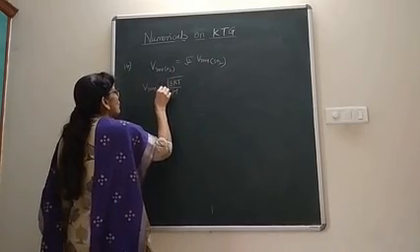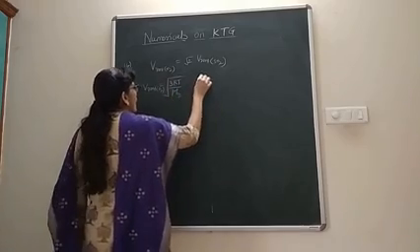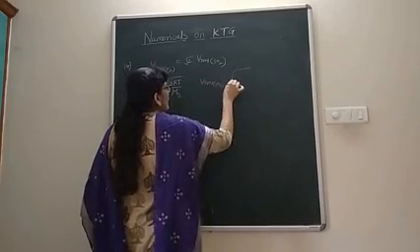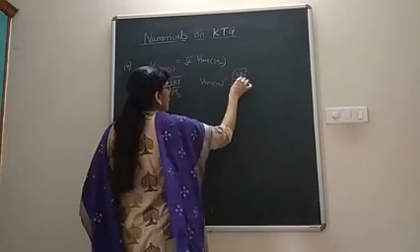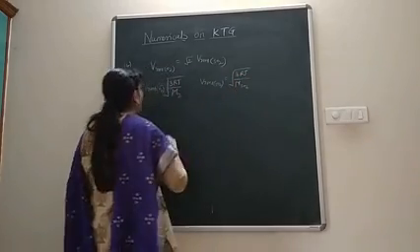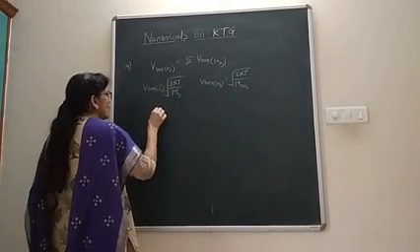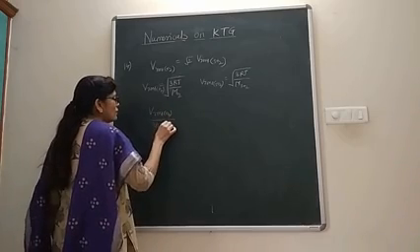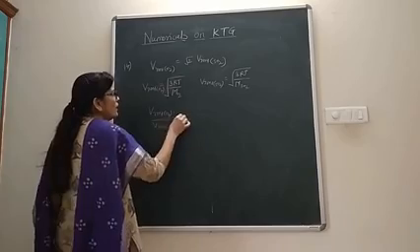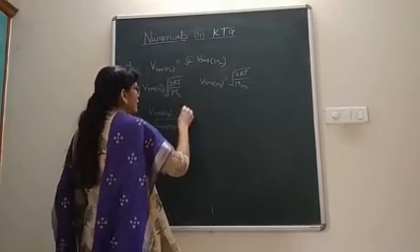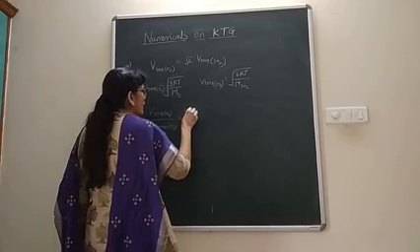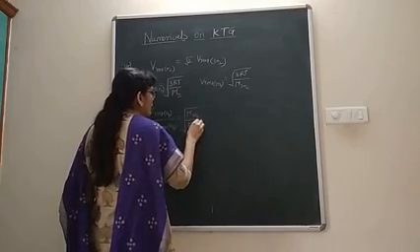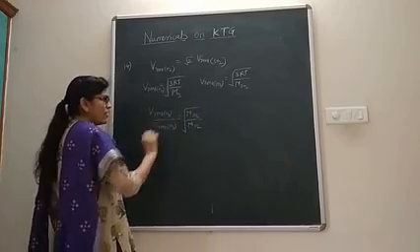So for O2 we have to write O2, and for sulfur dioxide it is 3RT upon M_SO2. So let us take the ratio. I get V_RMS of O2 upon V_RMS of SO2 is equal to, 3RT will get cancelled, and I get under root M_SO2 upon M_O2, in square root only.